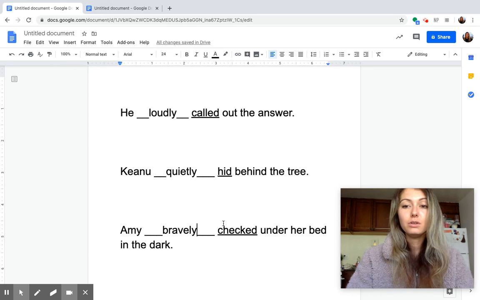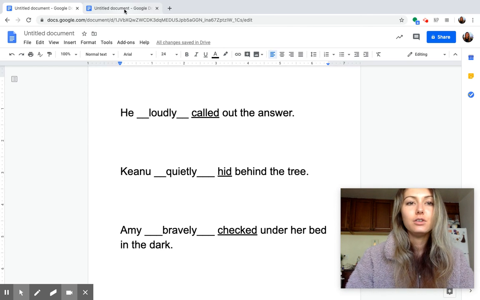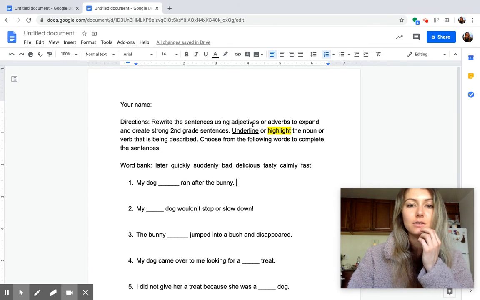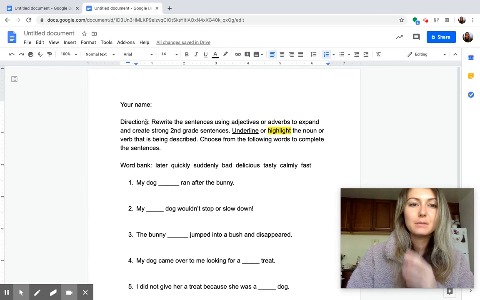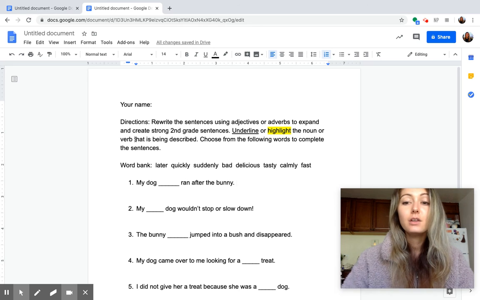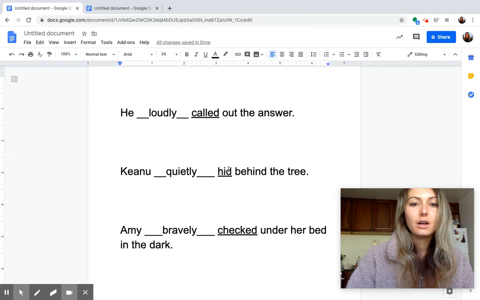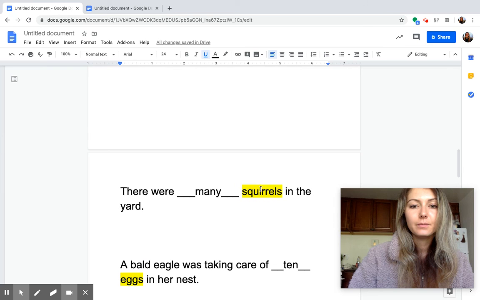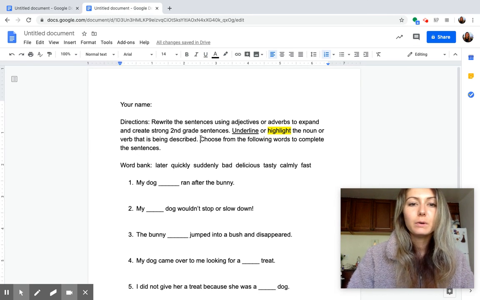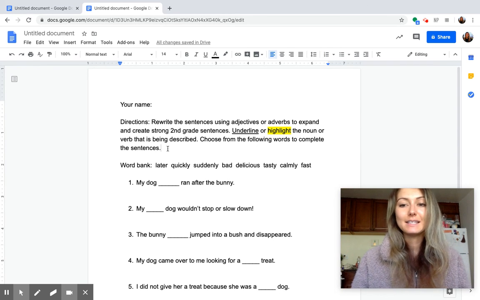I'm going to show you your independent work for today in your own Google Docs. You're going to be rewriting the sentences using adjectives or adverbs to expand and create strong second grade sentences. You're going to underline or highlight the noun or verb that is being described. Just like we did in our work over here, underlining or highlighting the noun or the verb that is being described. Then you're going to choose from the following words to complete the sentences. So don't worry, Ms. Metz helped you out a little bit.